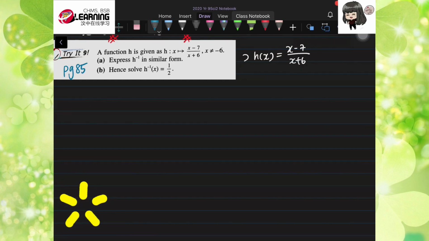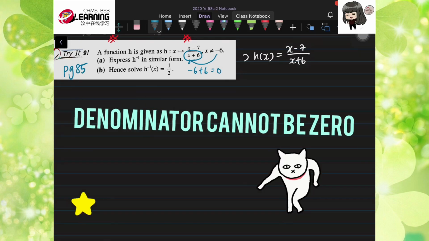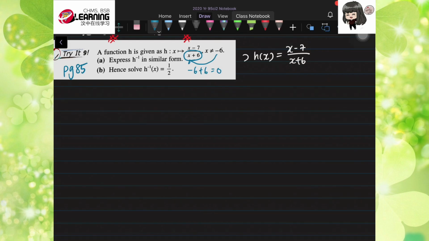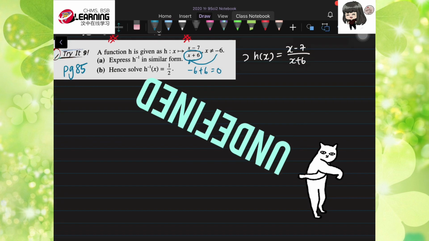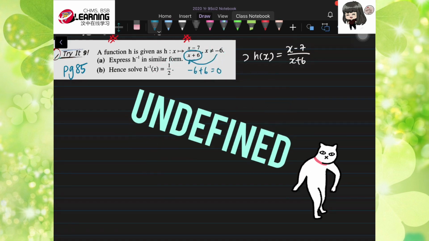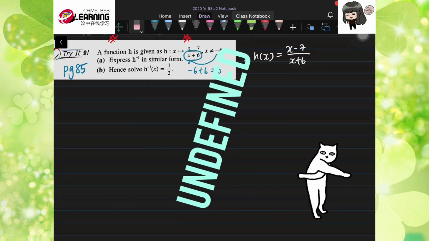What happens if x equals to negative 6? Look at the denominator. It will become negative 6 plus 6, which is equals to 0. And from the previous lesson, I told you guys that the denominator cannot be 0. Why? Because if the denominator equals to 0, it will be undefined. You cannot divide by 0. Even if you press calculator, it will be a math error.